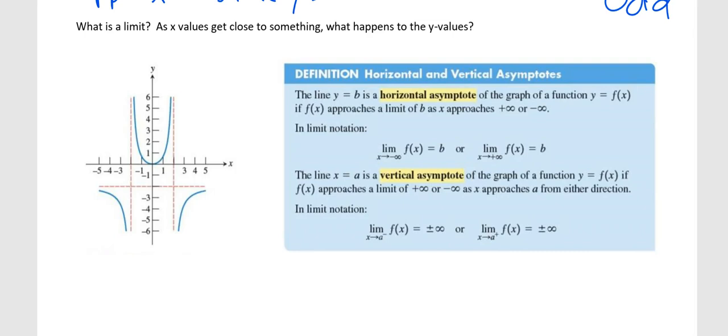Okay, the last thing in section 2 that we need to go over would be definitions of horizontal and vertical asymptotes. Obviously, any horizontal asymptote is going to be y equals a number, and every vertical asymptote is going to be x equals a number. That's how we write all of our horizontal lines and vertical lines. But we need to look at the definition based on limits.